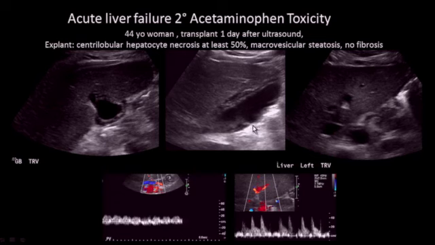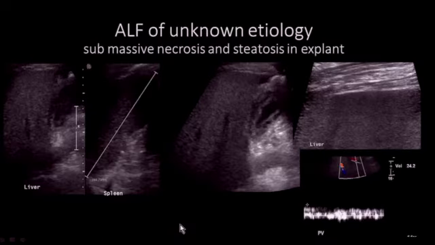Notice, if you will, the gallbladder, not very distended for an obviously fasting patient, and has an edematous wall. The Doppler was unremarkable. Normal portal flow, normal hepatic arterial flow. A fairly innocuous looking ultrasound, but this patient needed a transplant 1 day later. Here is a second patient, acute liver failure of unknown etiology in the hyperacute phase. The explant on this patient a day or 2 later showed submassive necrosis and some steatosis.